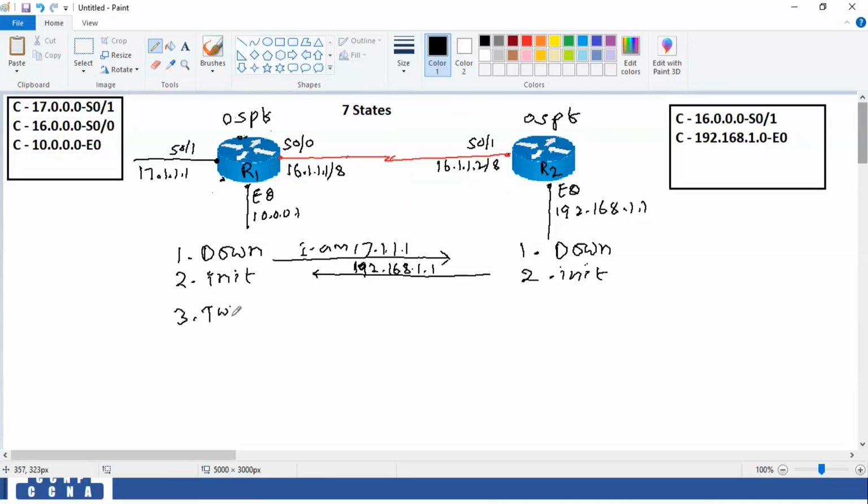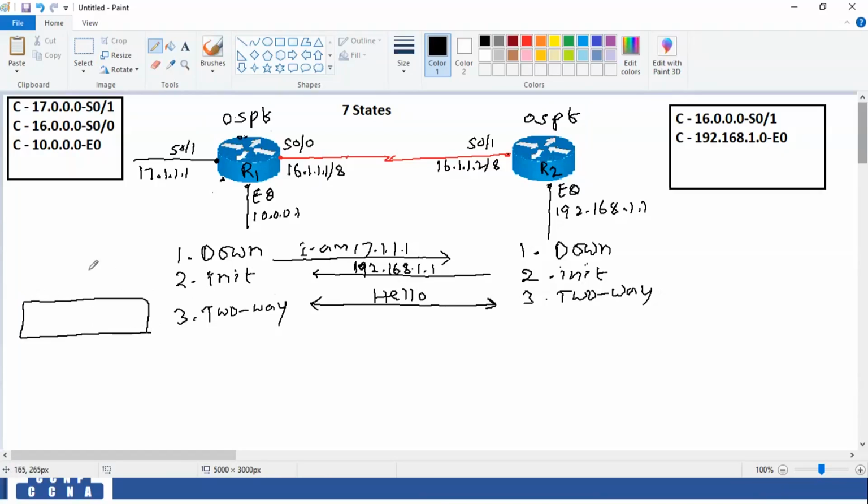In third state, two-way. Two-way state, hellos are exchanged. Hellos are seen. It will send hello packet, will receive hello packet, means neighbor is established. It will build one table called neighbor table in two-way state, which is third state. 192.168.1.1 is the neighbor for R1. For R2, 17.1.1.1 is the neighbor. So neighbor tables are built in third state, which is two-way.